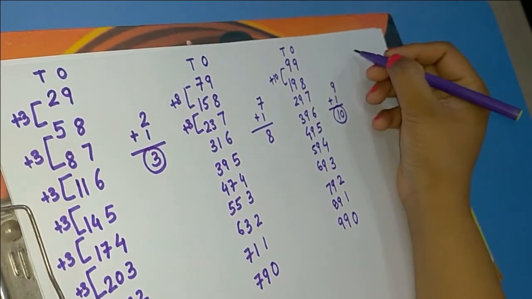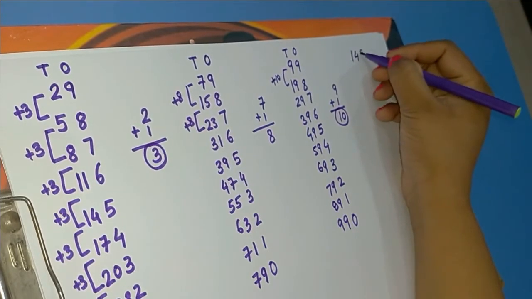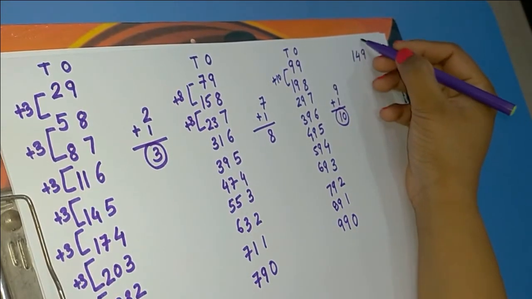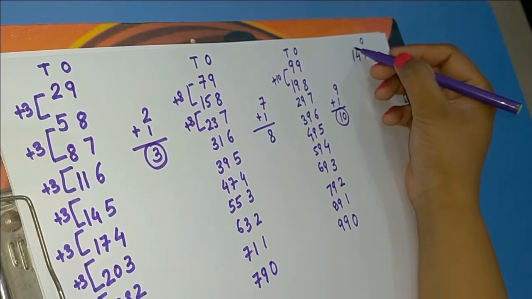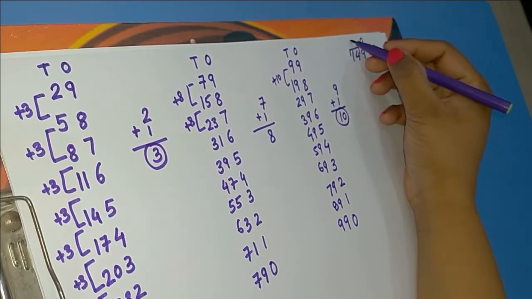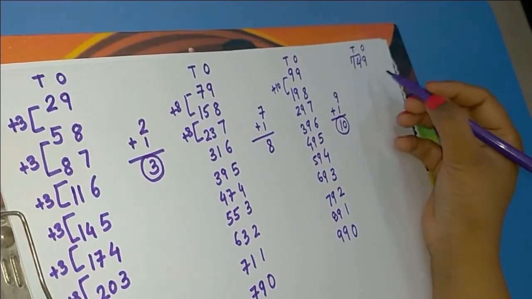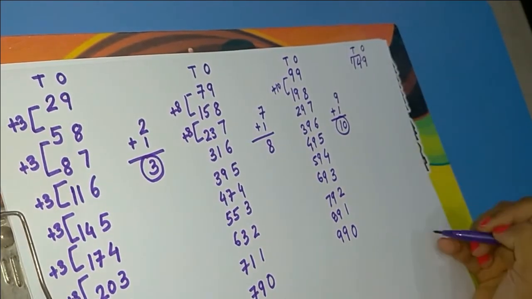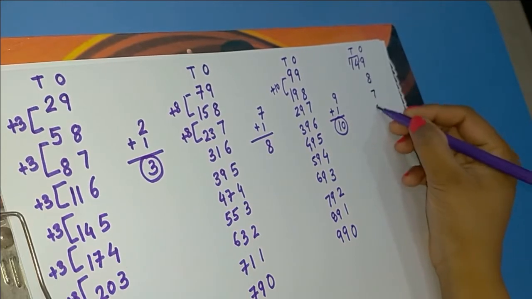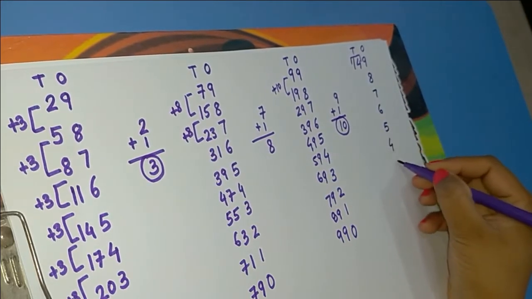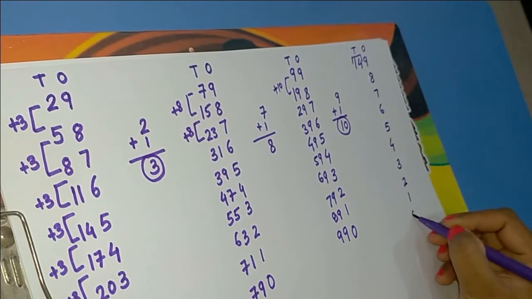Let's take another example, that is 149. So here we have 9 at the ones place and we have 14 at the tens and hundreds place. We will take this as one unit. So here repeat the same process. We are going to write the numbers in reverse order. So here 8, 7, 6, 5, 4, 3, 2, 1 and 0.